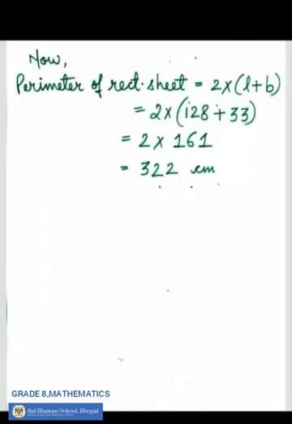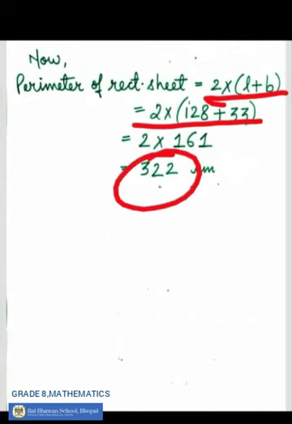Now, finally, I have written the formula to calculate the perimeter of rectangular sheet, which is twice of length plus breadth. I have substituted the values of length and breadth. On solving it, I have got 322 centimeter as the perimeter of rectangular sheet obtained. So, hope you have understood this question, students. Practice these two questions so that you can have very good command over them.